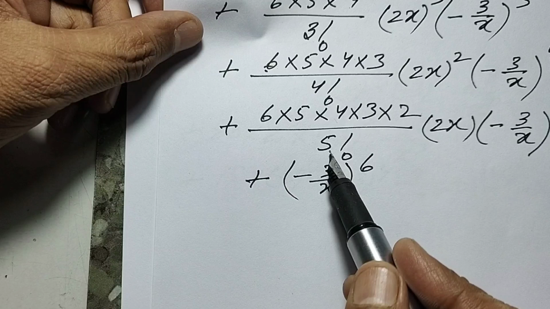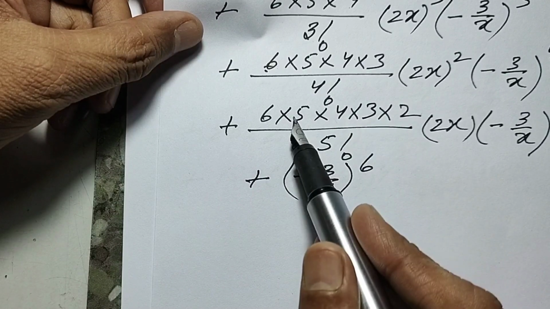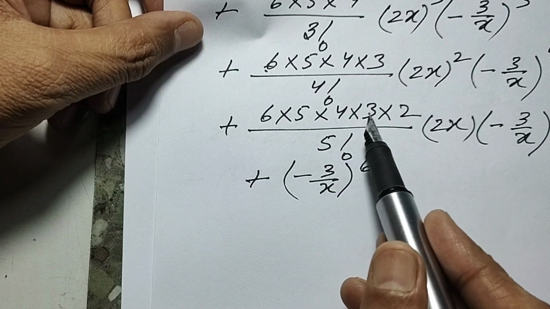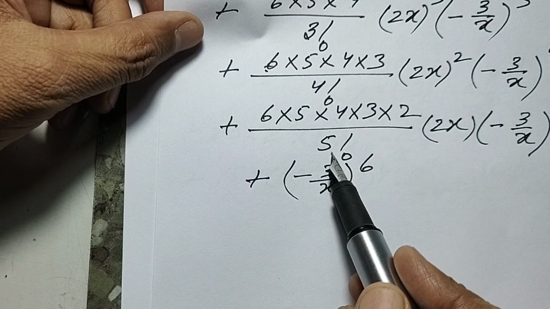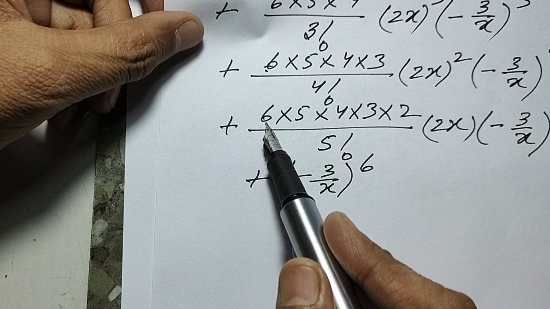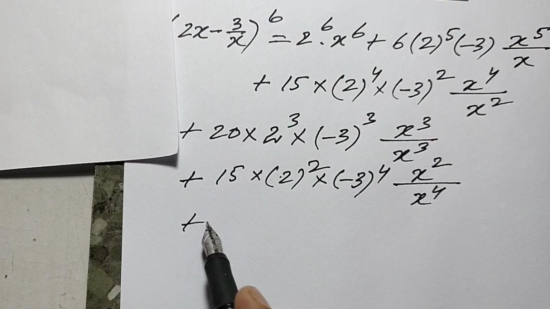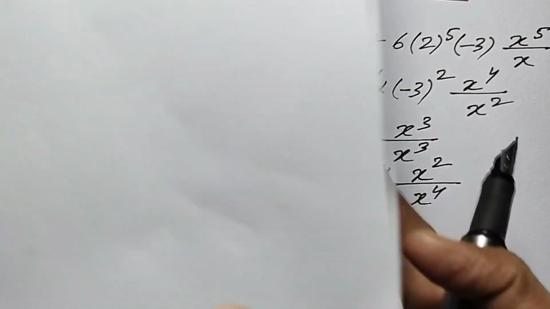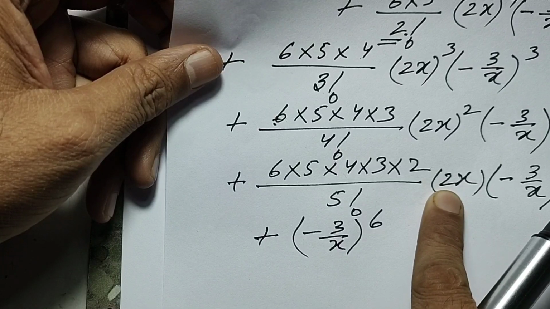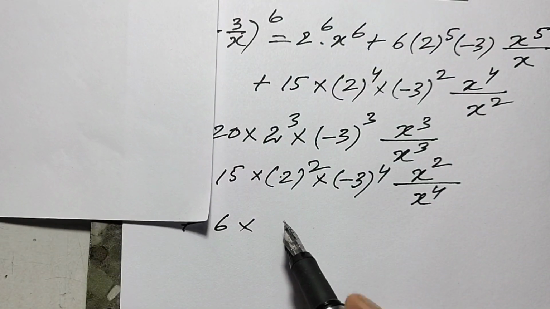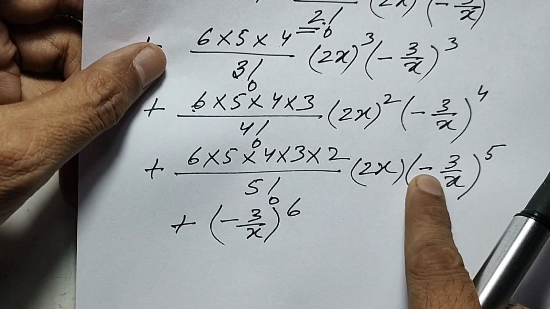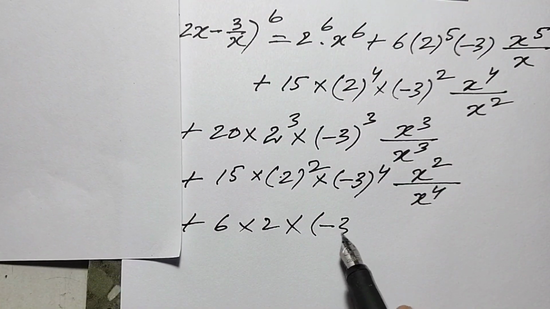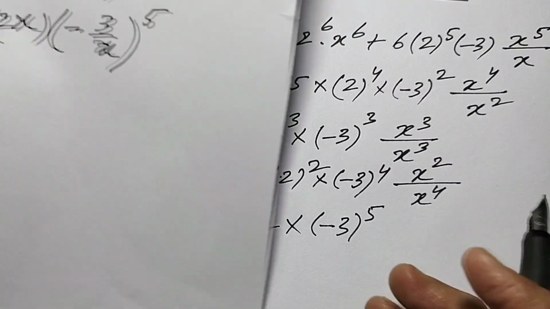And as we know, factorial 5 will cancel 2, 3, 4, 5 all, because 5 into 4 into 3 into 2 can be written as factorial 5. So this factorial 5 will cancel factorial 5, and only we have here 6. So first numerical factor is 6 over here, then multiplied by. From the next factor we have 2 numerical factors, so 2 multiplied by, and from the next one we have minus 3 whole raised to the power 5.